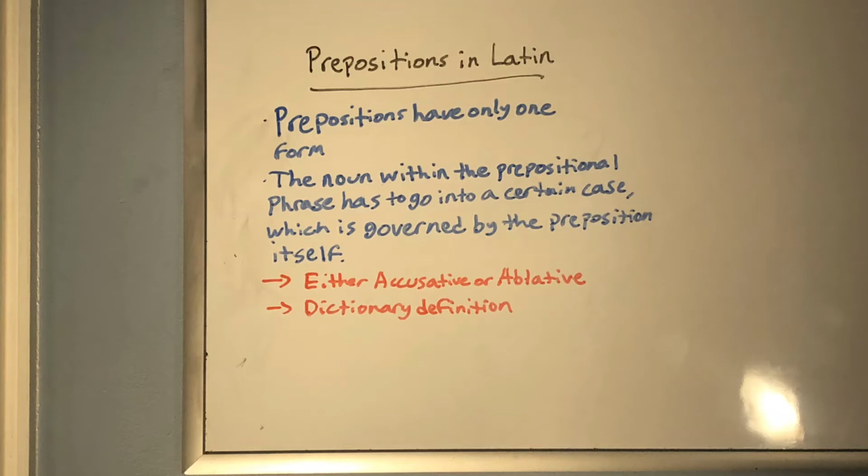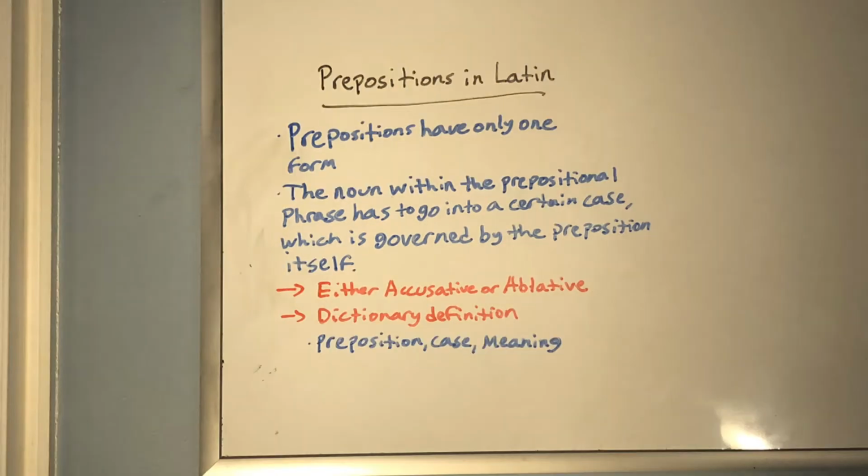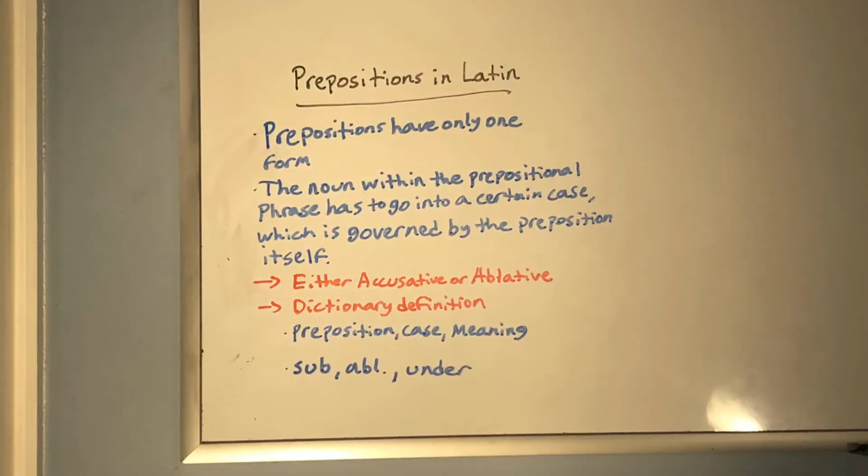A dictionary definition for prepositions would be the preposition itself, the case that it will go into, and then the meaning of the preposition. So taking sub again, it would take something in the ablative, and it means under. So all prepositional phrases that have sub as their preposition, the noun must be in the ablative case.